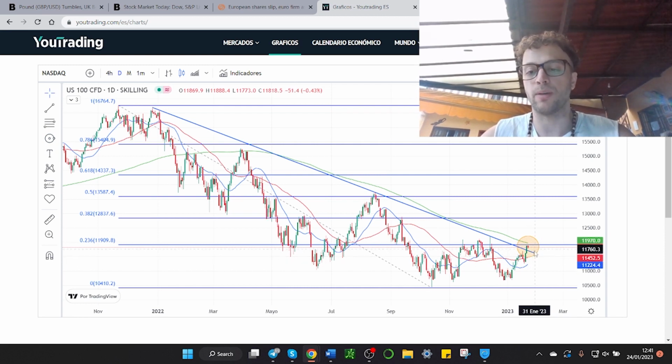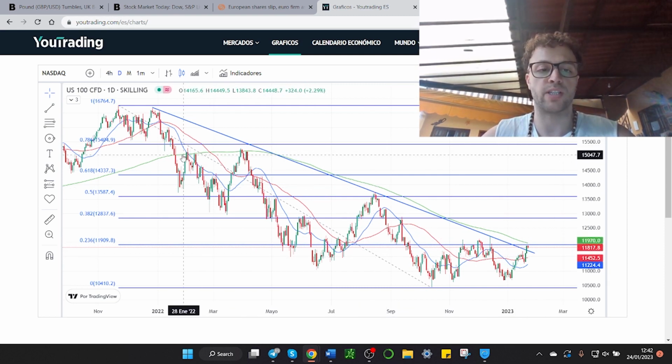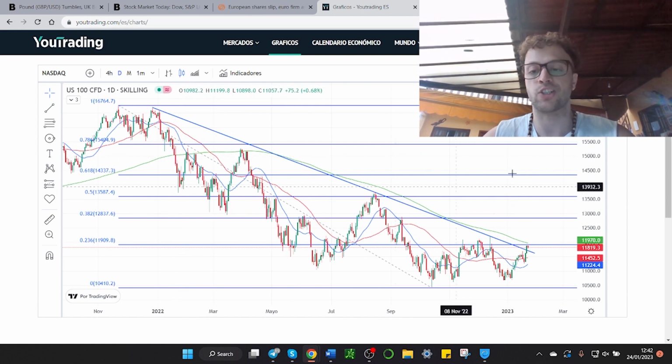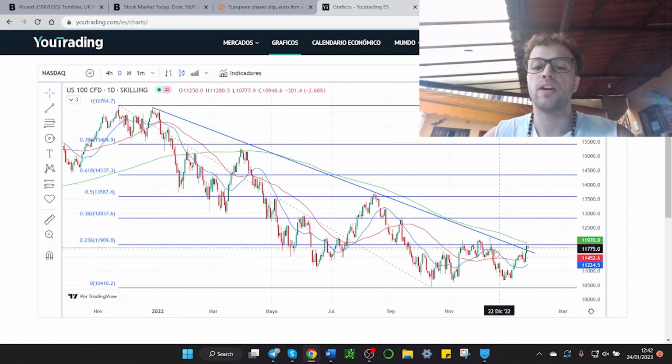Looks like we've actually broken above that downtrend, but still not above the key fib level or the 200-day moving average. And as you can see, this key fib level was a very important area of resistance in November through to December 2022, and the 200-day moving average has been a very important area of resistance going all the way back to last January, so more than a year now.